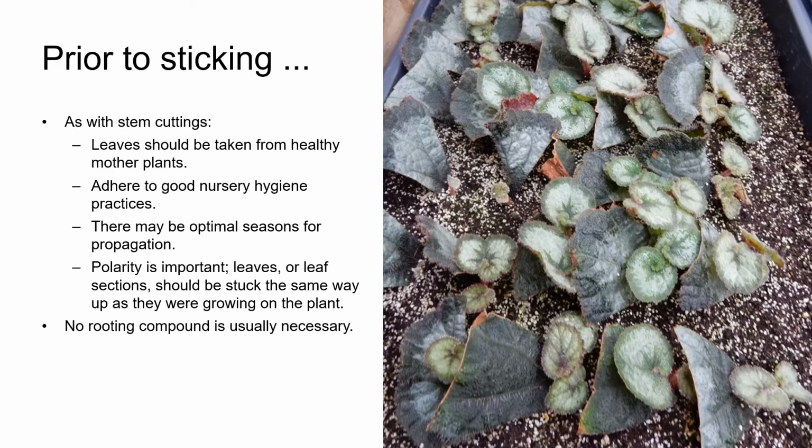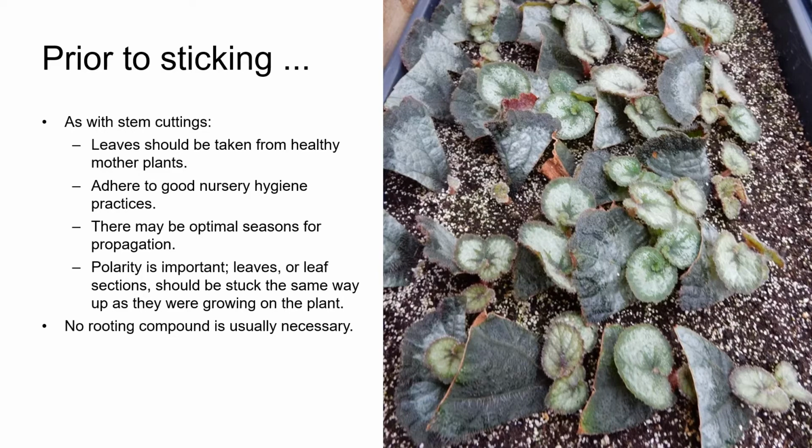As with stem cuttings, leaves should be taken from healthy mother plants that aren't water or nutrient stressed and have no obvious pests or diseases. All the usual nursery hygiene practices that were discussed in an earlier module should be observed. And no rooting compound is usually necessary for leaf cuttings.